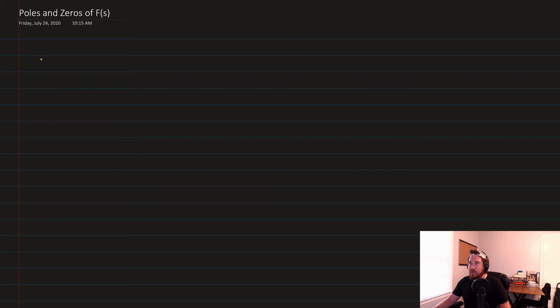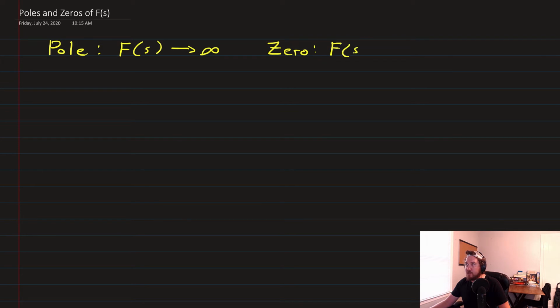Okay, so let's first talk about what poles and zeros are. A pole, for lack of a better explanation, is just a place where our Laplace transform, our function of s, goes to infinity. And a zero is just a place where our Laplace transform function of s goes to, you guessed it, zero. And that's actually all there is to it.